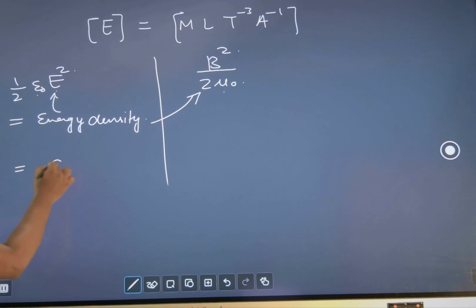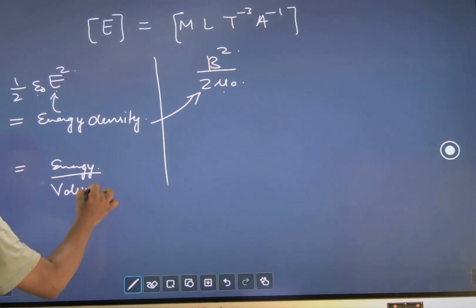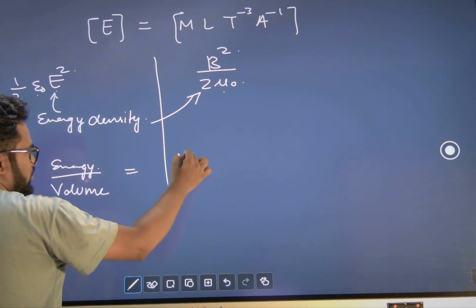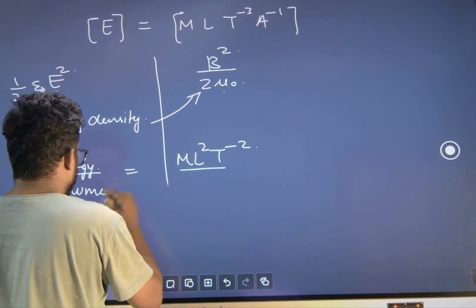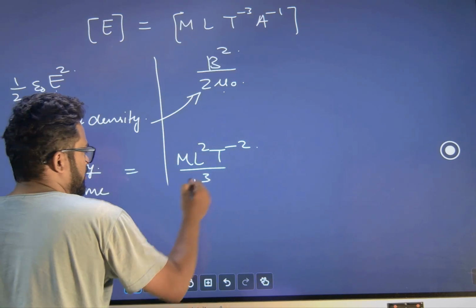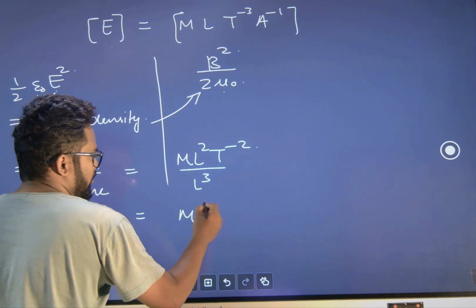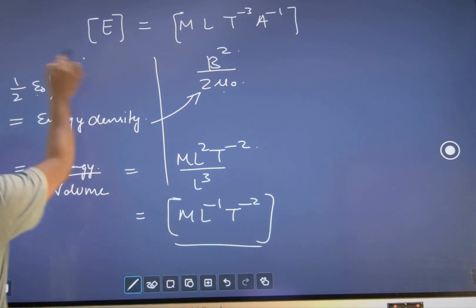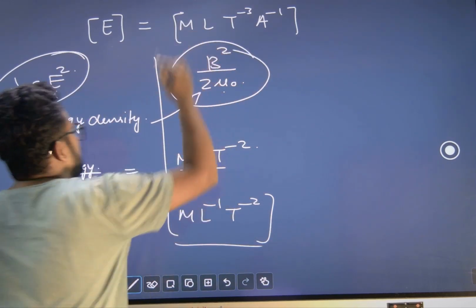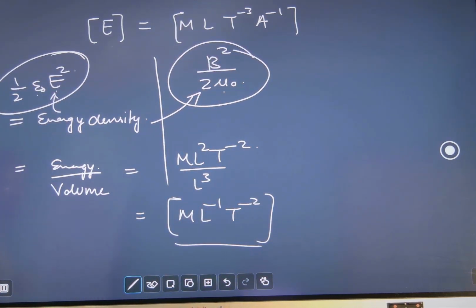So energy density is nothing but energy per unit volume, and we are familiar with energy, ML2 T minus 2, and volume L3. So it would become how much? ML minus 1 T minus 2. So overall this one you can remember: half epsilon naught E square, B square by 2 mu naught, it is energy per unit volume. So ML minus 1 T minus 2.